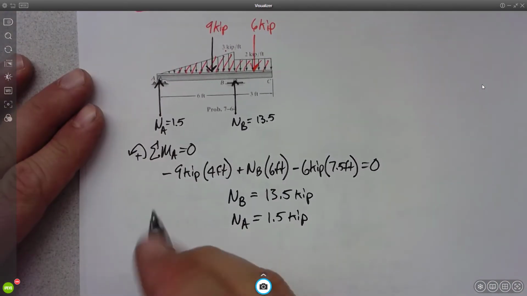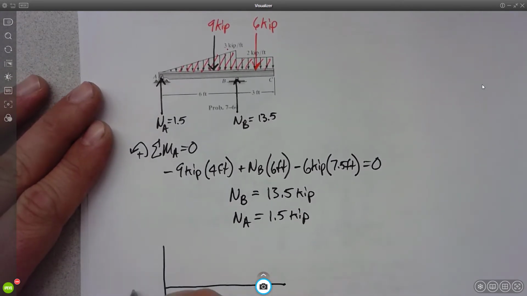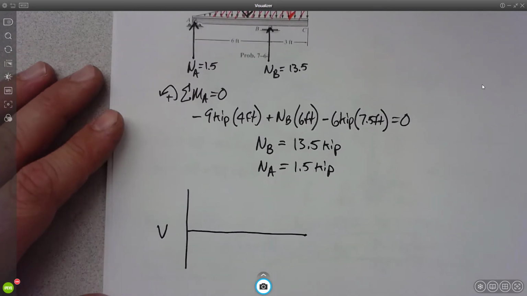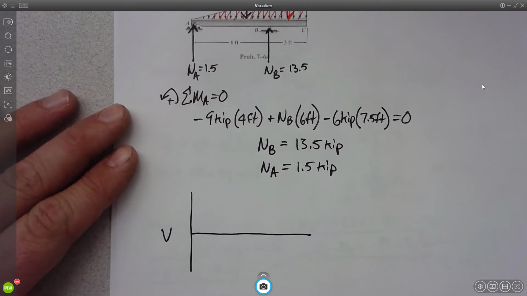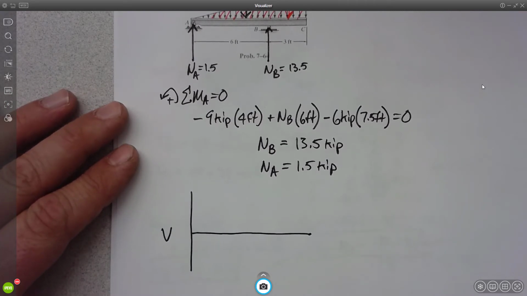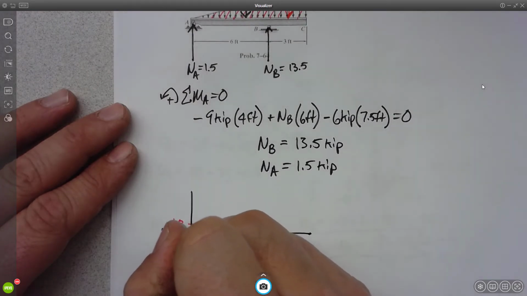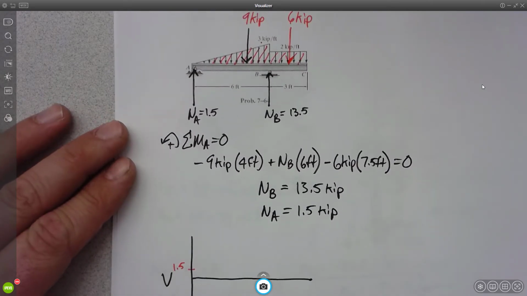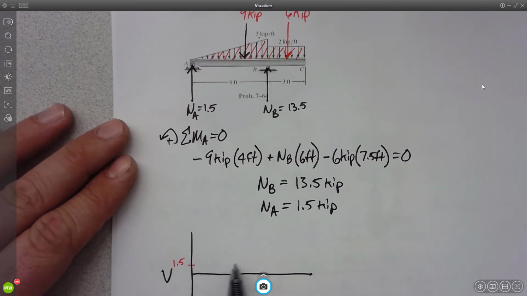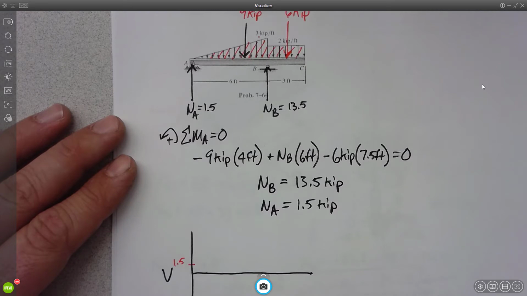let's jump to our shear diagram. What's the first thing we do? Jump up how much? We jump up to 1.5. Then what happens? Do we go horizontal over till we hit our 9 kip load and jump down 9? No. No, we do not.